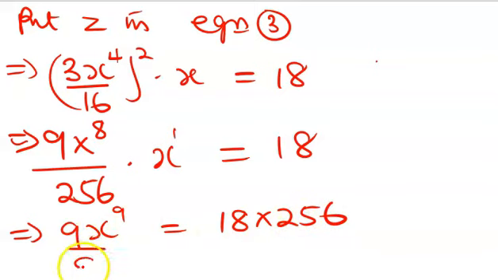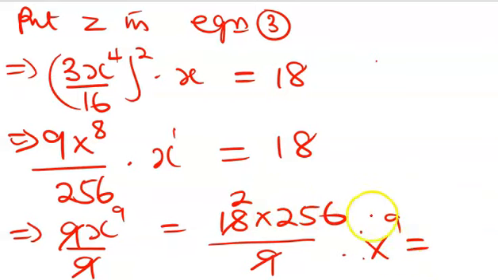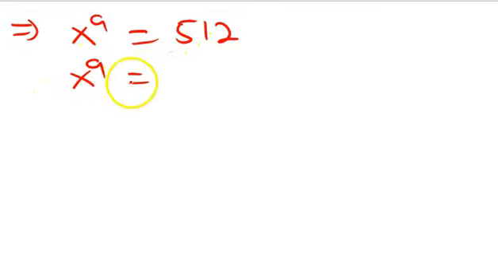So let's divide both sides by 9. So this 9 will cancel, 9 will go here too, so that we have x to the power 9 is equal to 2 times 256, which is 512. Now we have x to the power 9 is equal to 512. Now 512 can be written as 2 raised to the power 9.